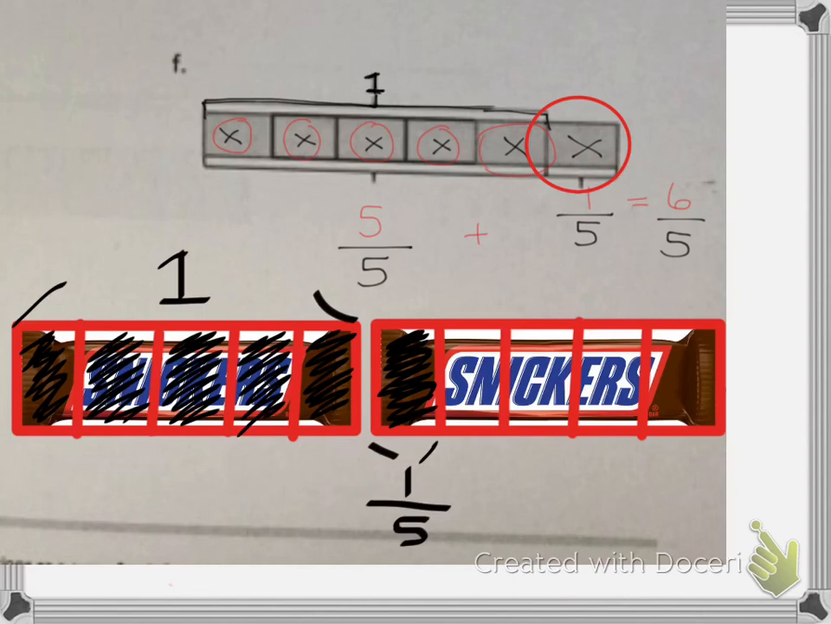All right, so I hope this makes sense here with our Snickers bar and our tape diagram. All right, what I'd like for you to do is solve for D and E on your own.